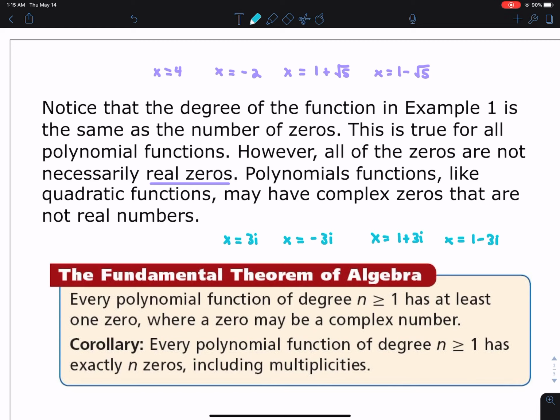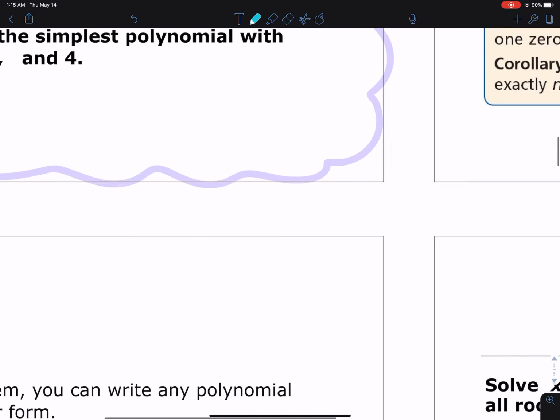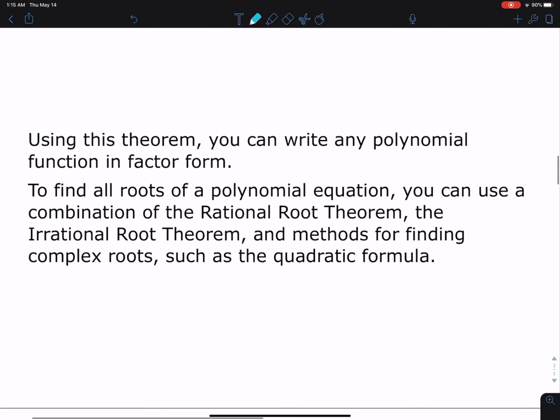Every polynomial function of degree n greater than or equal to 1 has at least one zero, where a zero may be a complex number. And then the corollary to that: every polynomial function of degree n greater than or equal to 1 has exactly n zeros, including our multiplicities. So using this theorem, you can write any polynomial function in factored form.